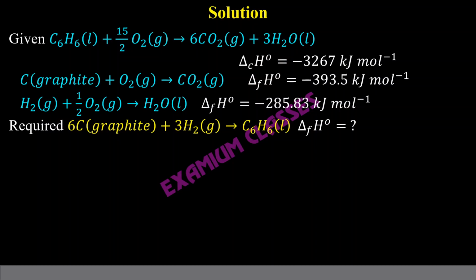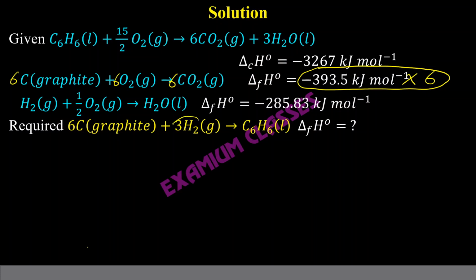Again apply the same rule. We need carbon on the left hand side and we have carbon on the left hand side, but we need 6 carbons. It means we will multiply this whole reaction by 6. So it will be 6C plus 6 O2 gives us 6 CO2, and delta FH of this reaction you have to multiply by 6. So the value of delta FH now will be 6 times minus 393.5.